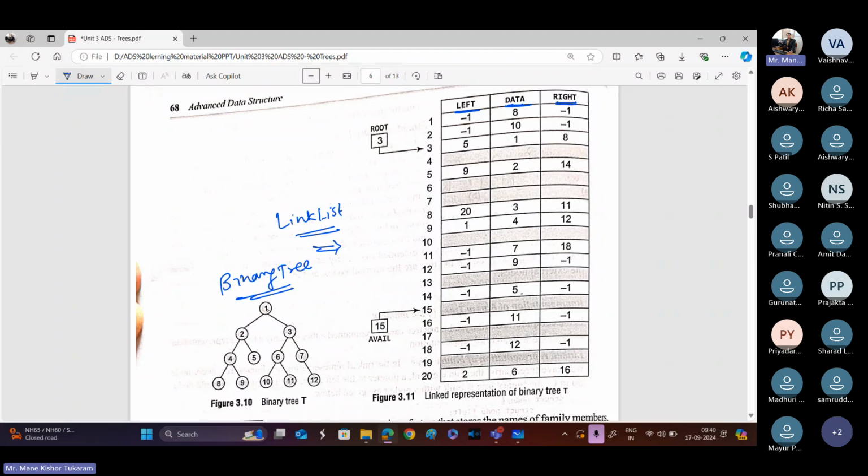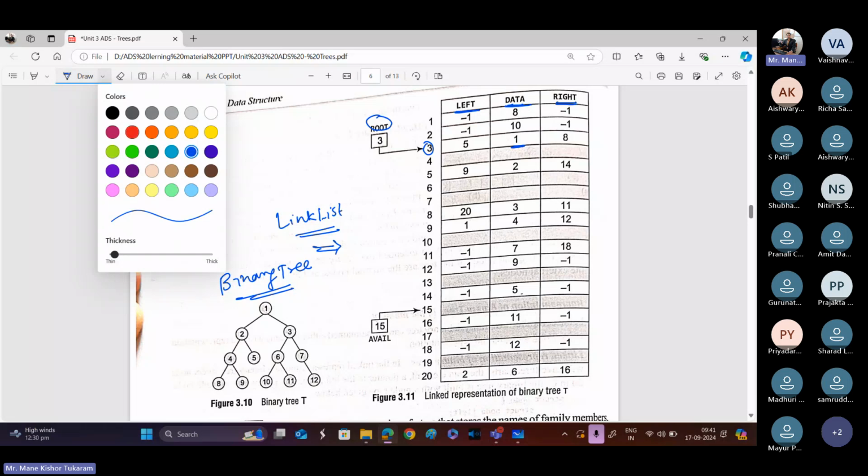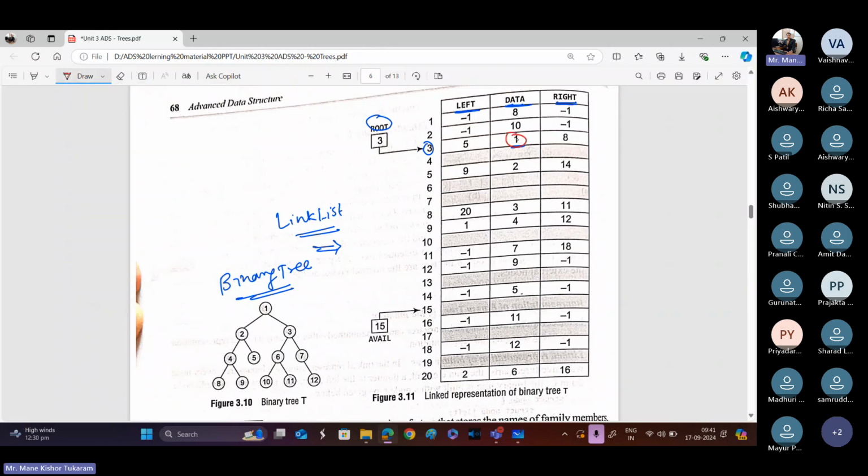So initially one is connected to 2 and 3. Our root, for example, starts at the third location. So one has the fifth number, that is the second element at the fifth location, and the right element, that is the third element at the eighth location.